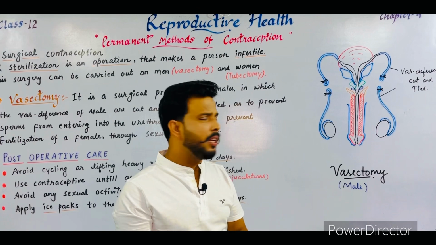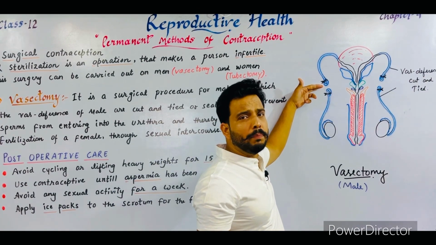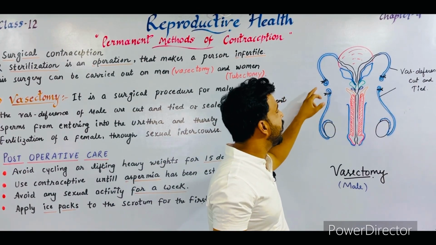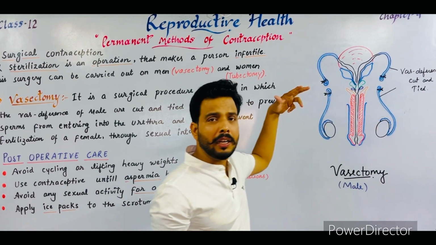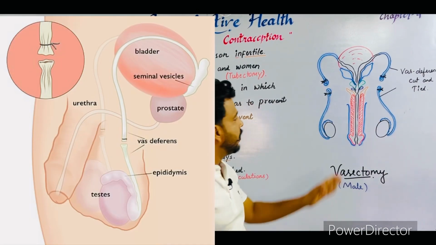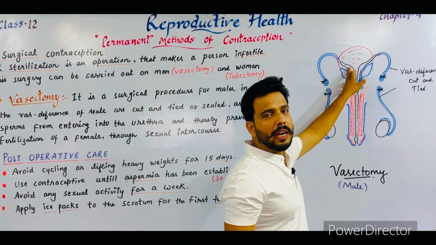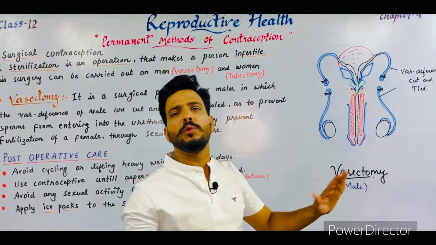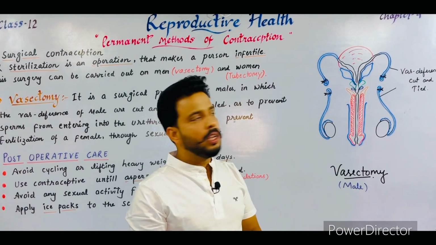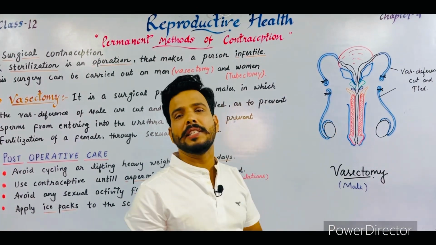During vasectomy, the vas deferens of the male, there are two vas deferens in the male, are cut and tied so that sperms will never reach the seminal vesicle and the semen comes out without any sperm. So fertilization will not occur. So this is a short way of describing vasectomy.